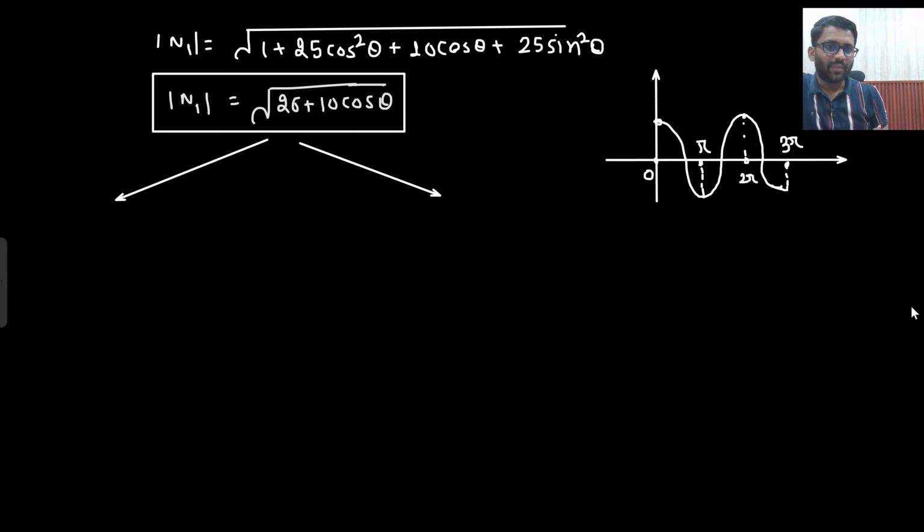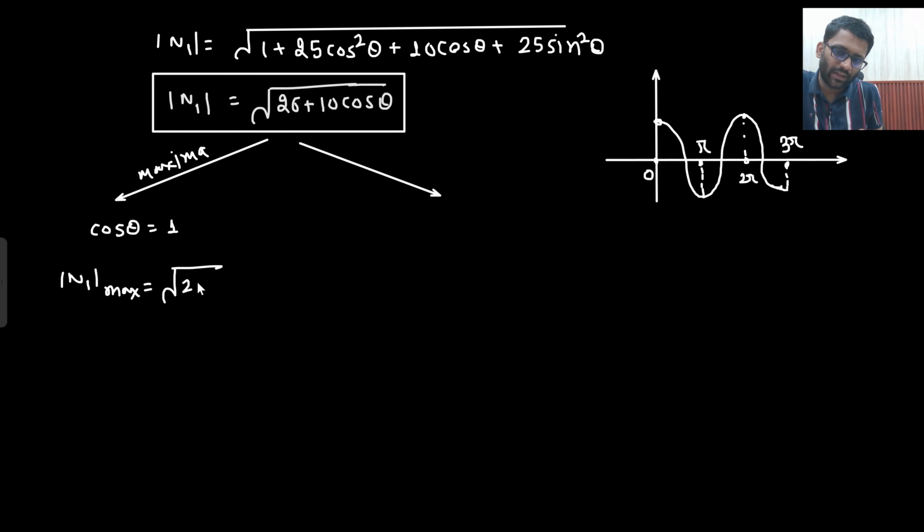Now if I need maxima, that means cos theta has to be 1. If cos theta is 1, then what will it become? What am I calculating? Maxima. If cos theta is 1, so what do I get? 6, because it would be 26 plus 10. Are you getting this point? What you will say is, sir, under root 36, so it can be plus minus 6. Why are you taking 6? Because I need maximum value. That's why I am taking 6.